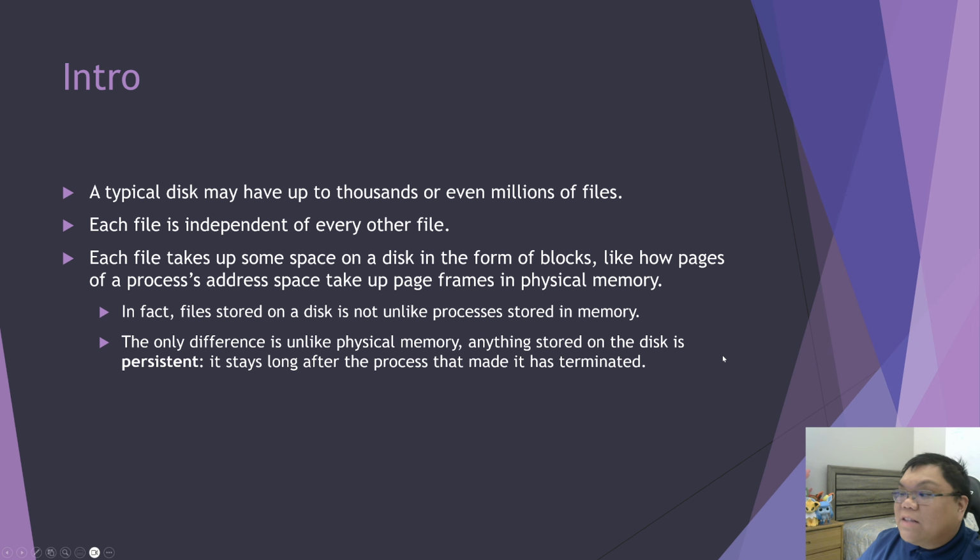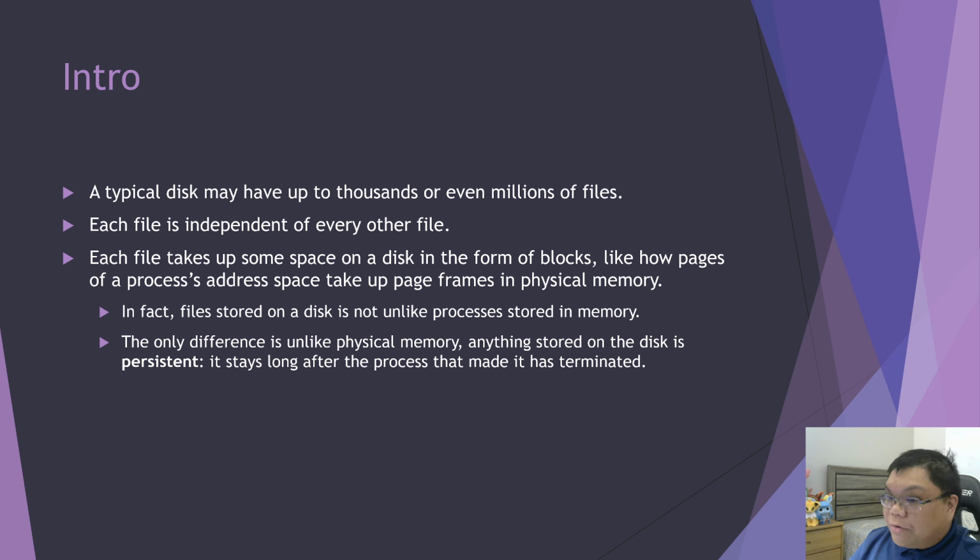Your typical disk may have thousands, maybe even millions of files. Each file is independent of every other file. Each file takes up some space on a disk in the form of blocks, kind of like how pages of a process's address space take up page frames in physical memory. In fact, the way that files are stored on a disk is not unlike how processes are stored in memory. In memory, you have processes cut up into pages, and they are going to occupy some page frames, not necessarily in the same place.